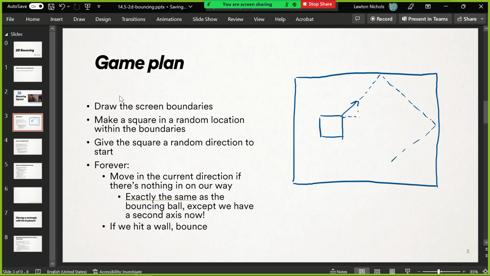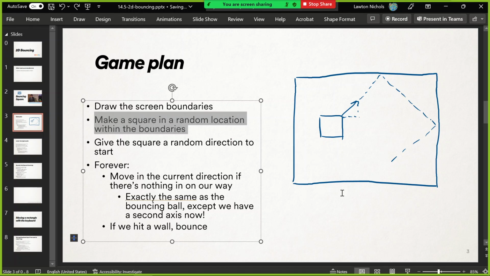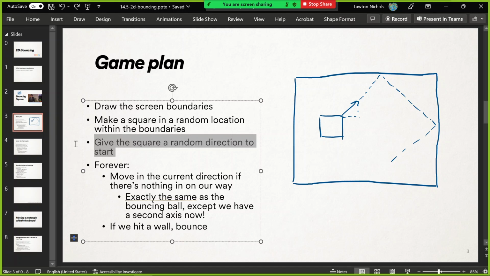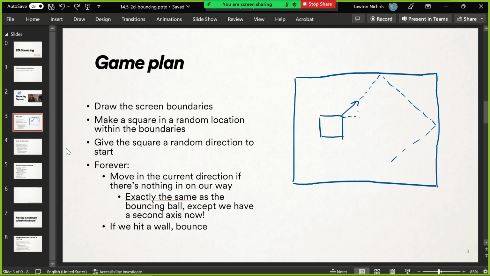That's what it should look like when we run it, right? But here's what we got to do. So we got to draw the screen boundaries as we know how, right? Draw that big box. Then we have to make a square in a random location within those boundaries. And we kind of know how to do that. We were picking a random, at least x direction for the ball when we dropped it. So we can just do the same for a y this time. And then we need to give it a random direction to start in. So we'll have to pick an x offset, pick a y offset randomly.